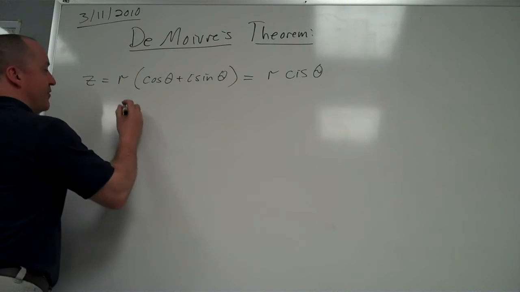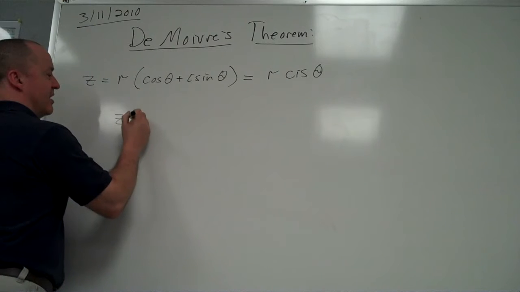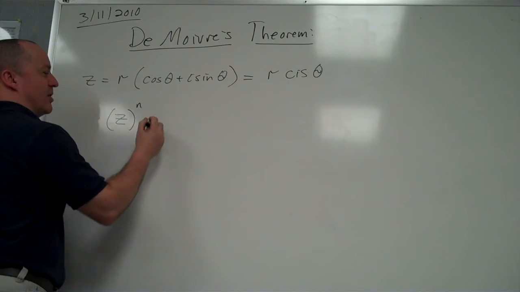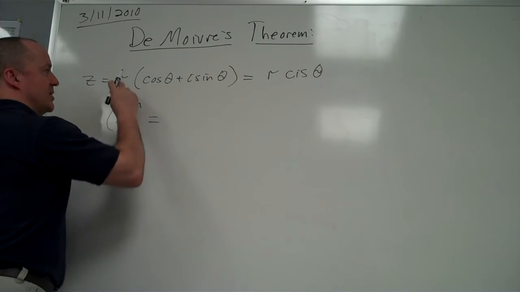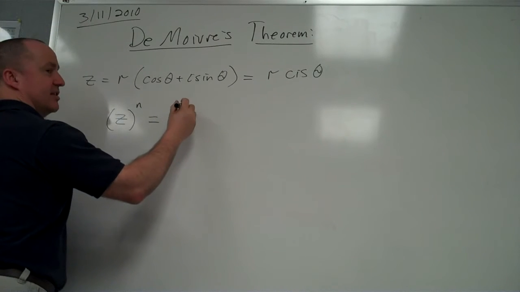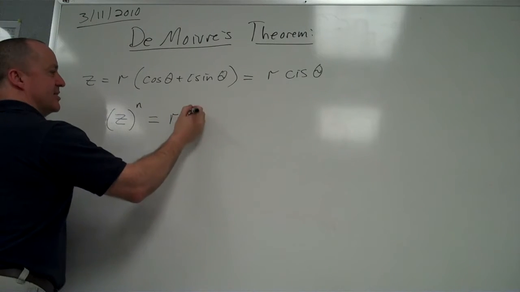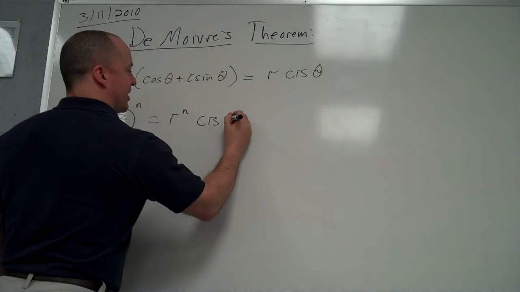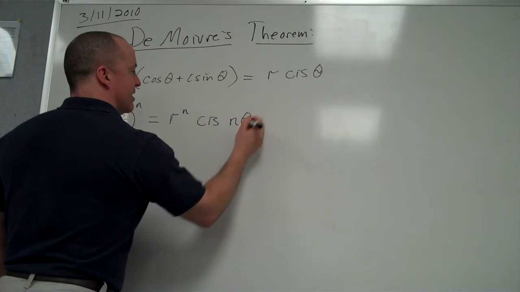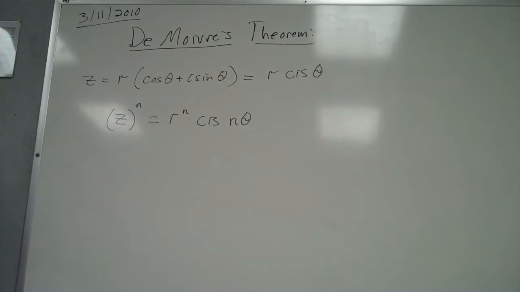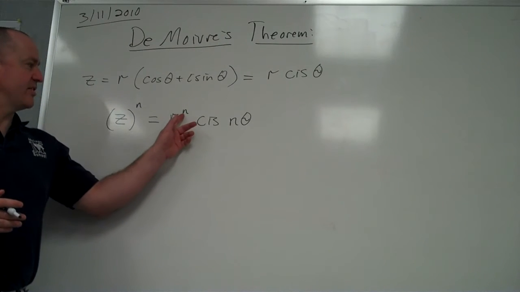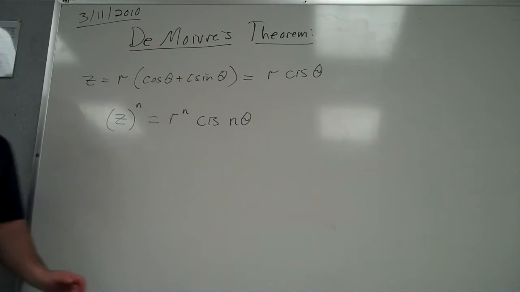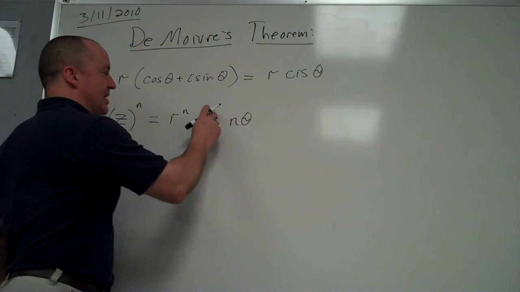Exponents. If you take z and raise it to a power, what you do is you raise the modulus to that same power, but you multiply the angle by that power. This is a little bit like what happens with logarithms, and it fits the pattern we've had before. So it's r to the n, cis, n times theta.